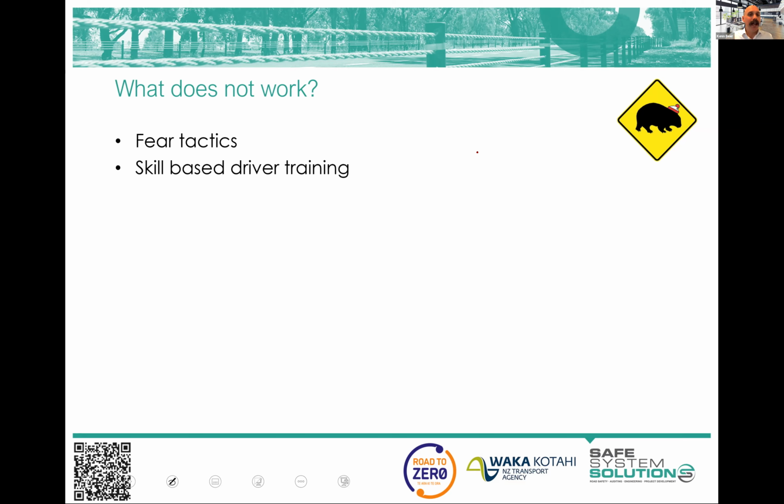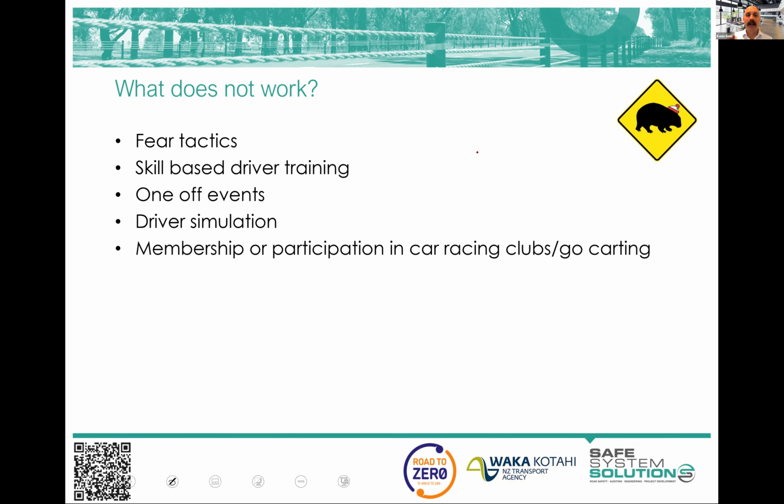legislative change. Anything skill-based at high speed is just, it's not a good thing. One-off events, you want to do a coordinated effort. Nothing seen yet in driver simulations that is helping out. Now, there's a lot of work and studies going on in that at the moment, so we might see something there. Car racing clubs, go-karting clubs, again, in the space of skill-based driver training, it just doesn't improve things. In fact, goes the other way most of the time.